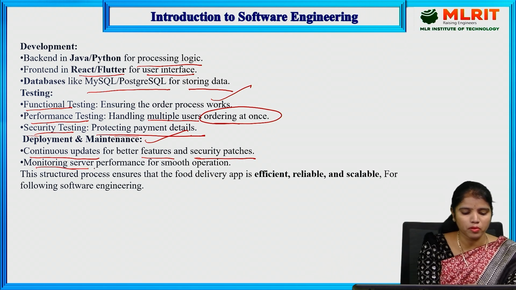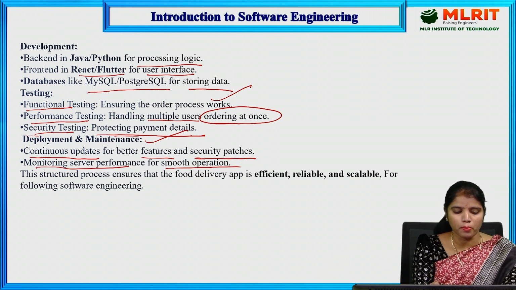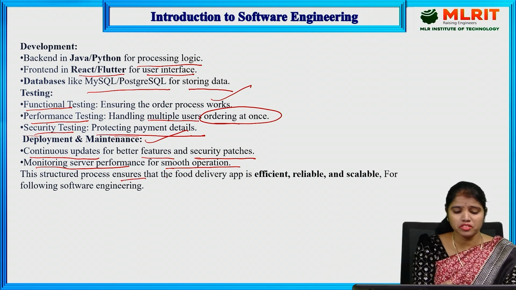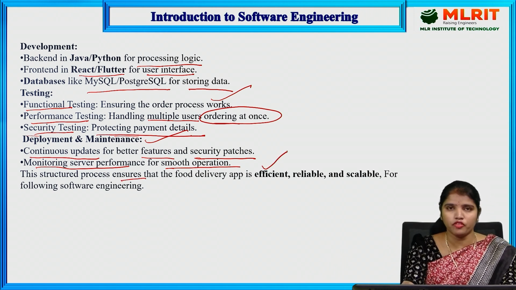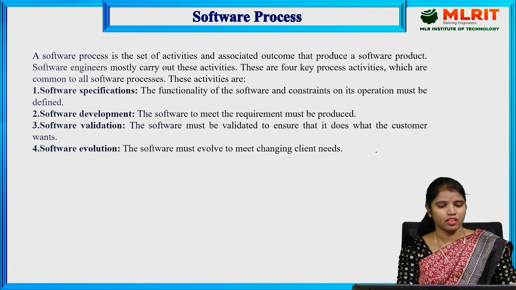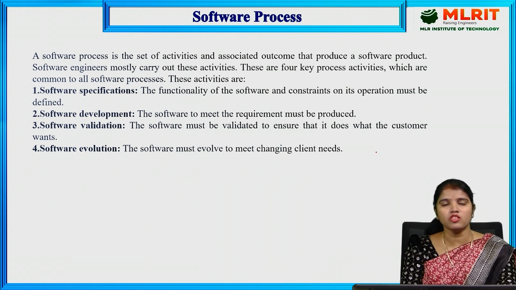Monitoring server performance for smooth operations. This structured process ensures that the food delivery app is efficient, reliable, as well as scalable for following software engineering. Now, coming to the next topic, which is software process.